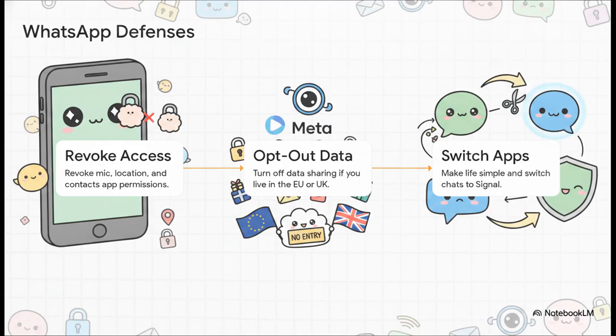If you happen to live in the EU, you actually have the legal right to opt out of data sharing between WhatsApp and other Meta products. But honestly, the absolute easiest way to unplug this specific wire is to just move your group chats over to a truly private app like Signal.